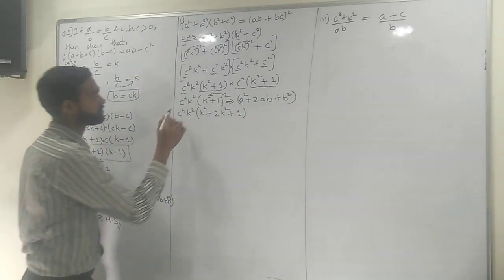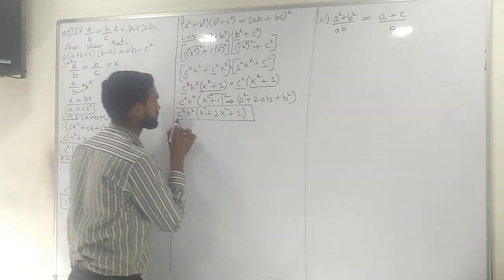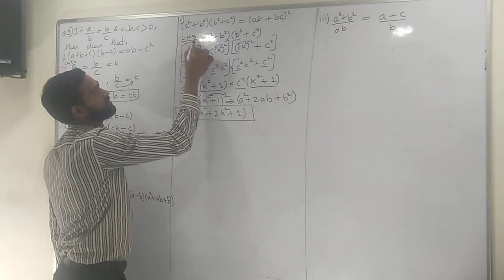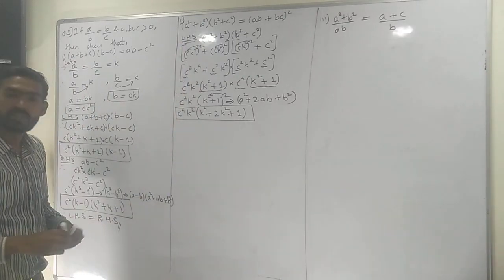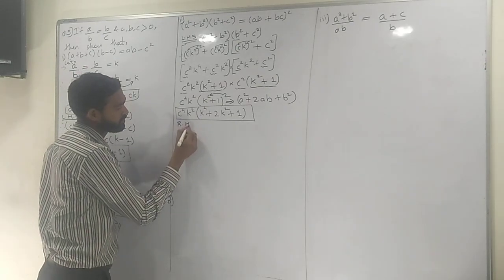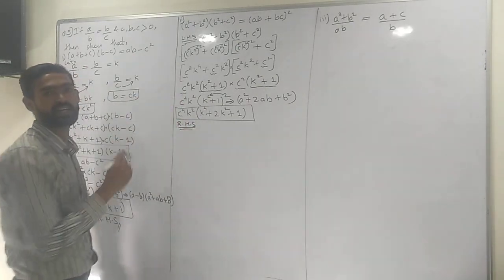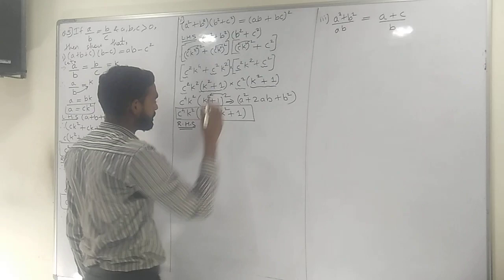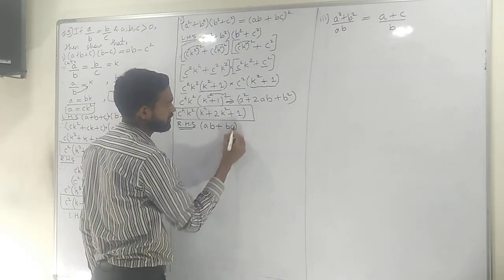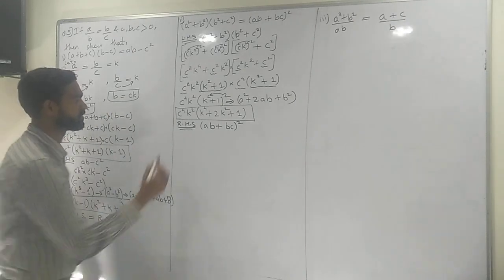Clear everyone? So this is the final answer for the left hand side. Now I will move towards the right hand side. Now look students, what is my right hand side? Let us copy AB plus BC the whole square, right?